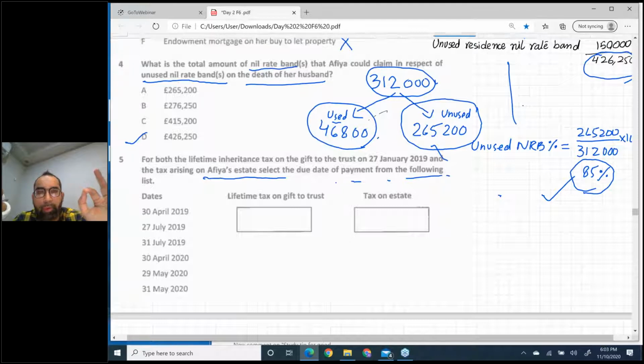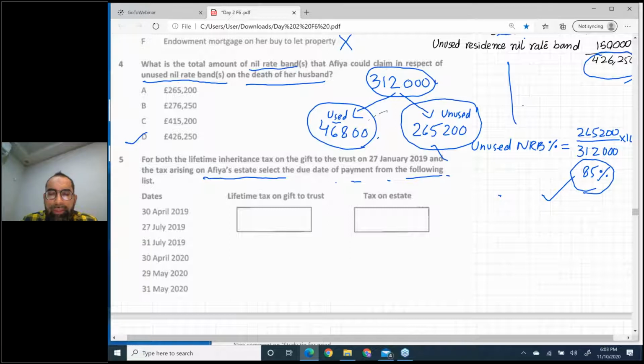First of all, a good recap, listen. For all death taxes, death taxes meaning IHT on PETs, additional IHT on CLTs, and the third thing, IHT on the death estate, there is only one due date. And what is that due date? 6 months from the end of the month in which the person died.